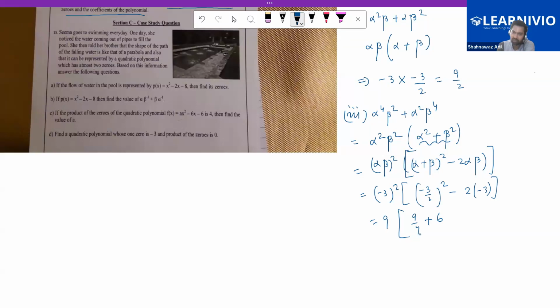So that is how much? We will take 6, 4, the LCM. So this is 9 plus 24 by 4. That is 9 threes are 27, and 2, 29 by 4. So this is the answer.